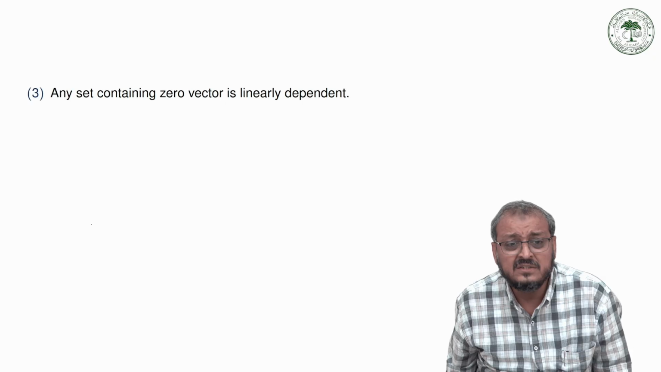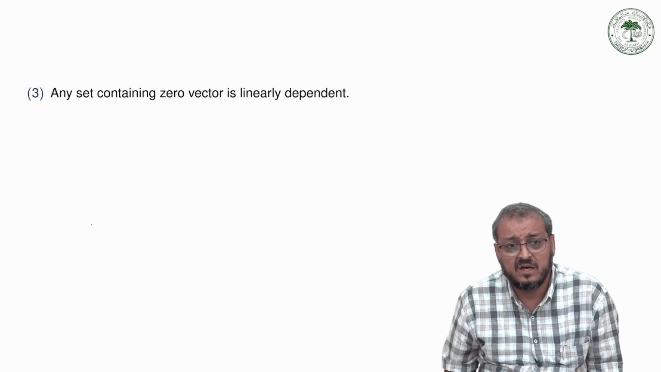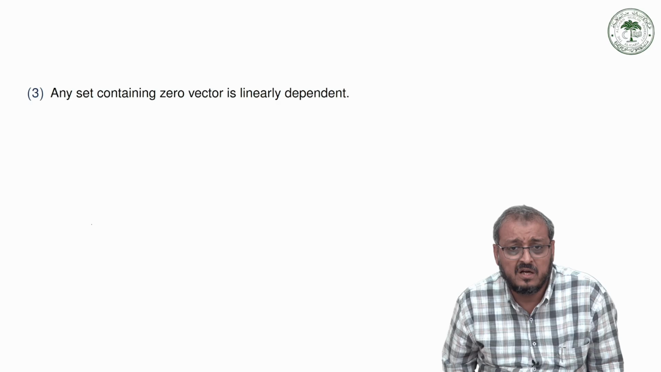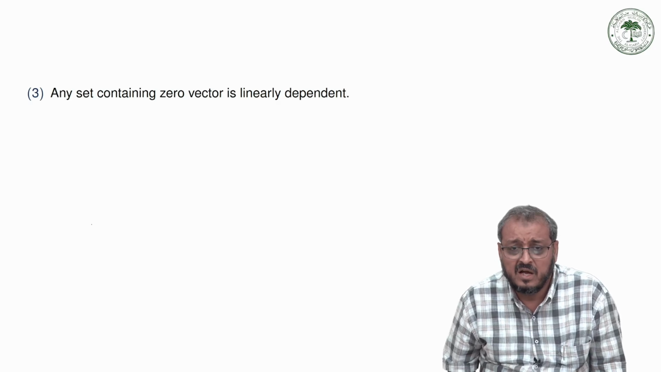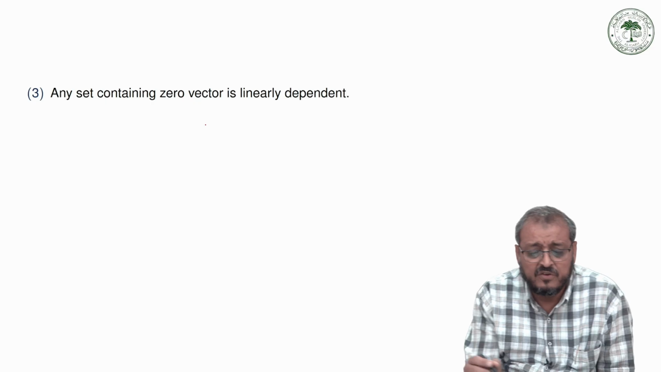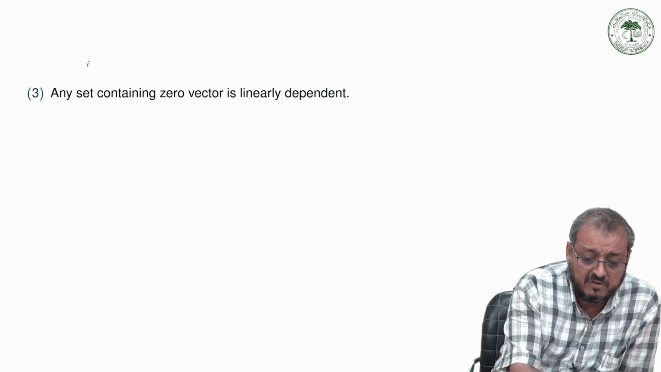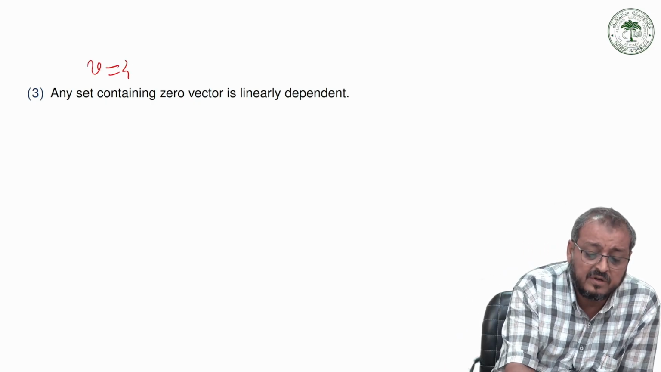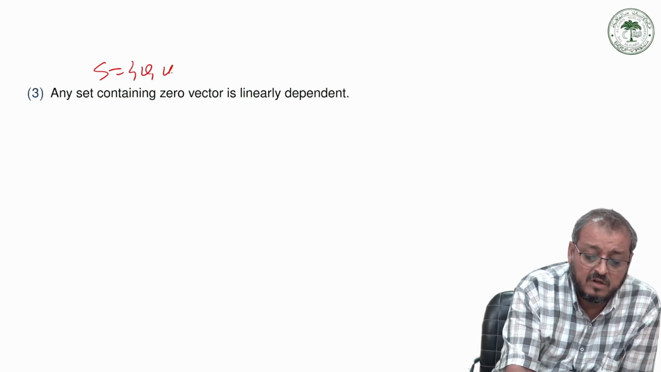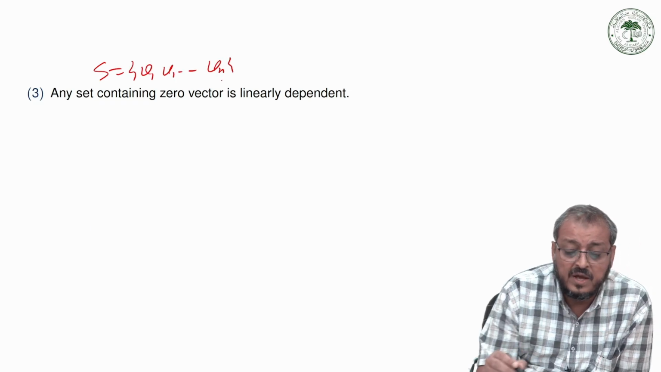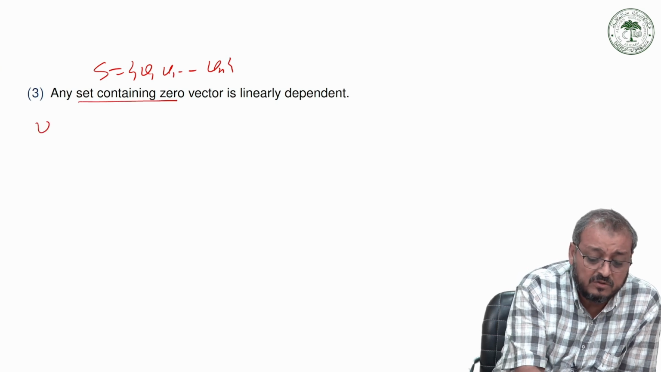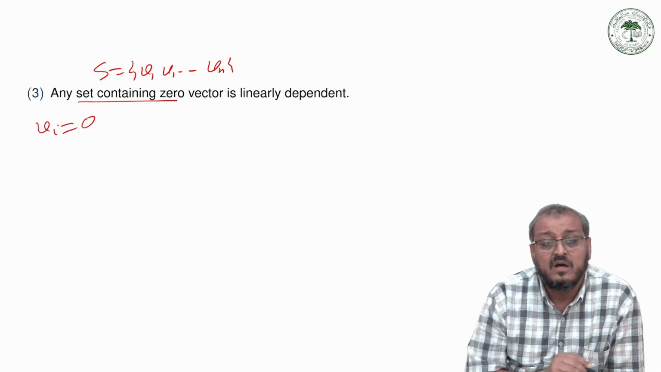Now, any set containing the 0 vector is linearly dependent. This is not a problem; again the proof is simple. Suppose we have a set S of the form V1, V2, up to Vn, and suppose the set contains the 0 vector, say the ith vector Vi is equal to the 0 vector.